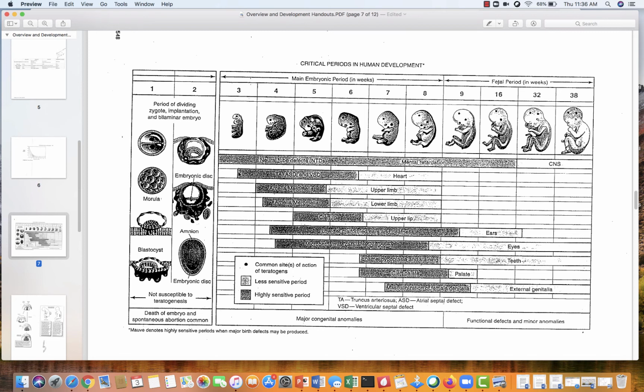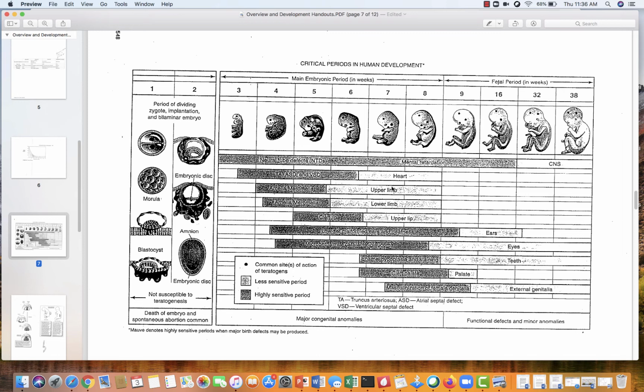So for the heart, really that's from 3 weeks, 3.5 weeks, to a little over 6.5 weeks. That's critical development of the heart. And so if there are issues that arise during that highly sensitive period, that can lead to disorders of development. Less critical period, about 6.5 weeks to the end of the embryonic period.